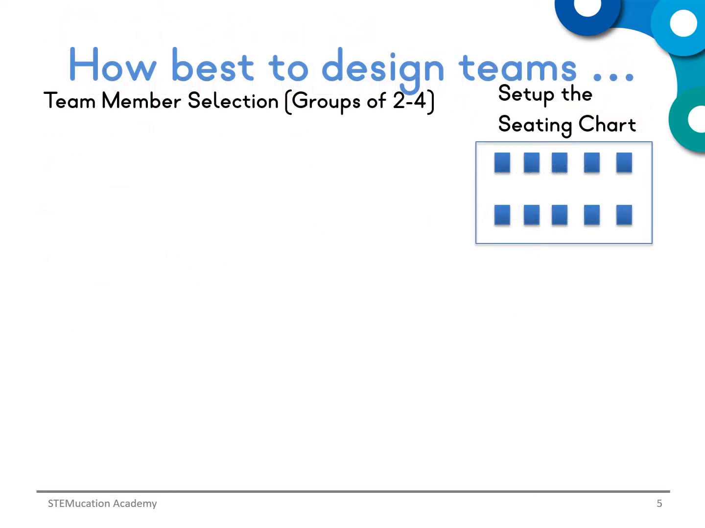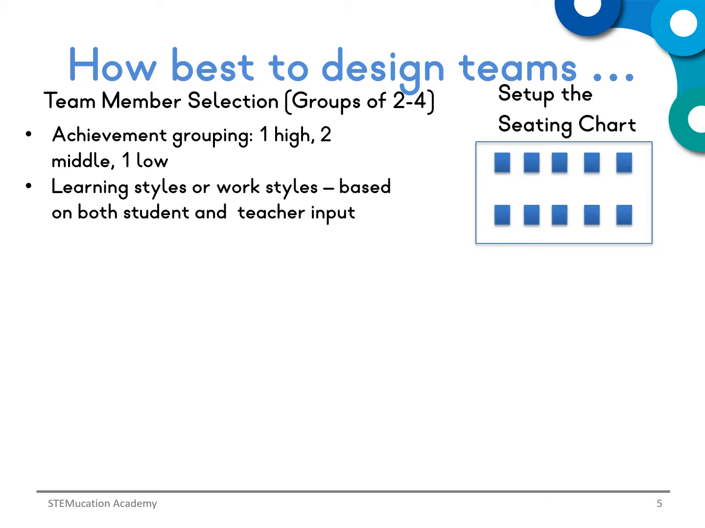An important consideration in implementing your unit will be to set up students in effective teams. So the question is how to best design those teams. There are some very good strategies that we can recommend. First of all, your team should be groups of 2 to 4 students. You can group them according to achievement grouping with 1 high, 2 middle, and 1 low. Learning styles or work styles based on both the students' and teachers' input.